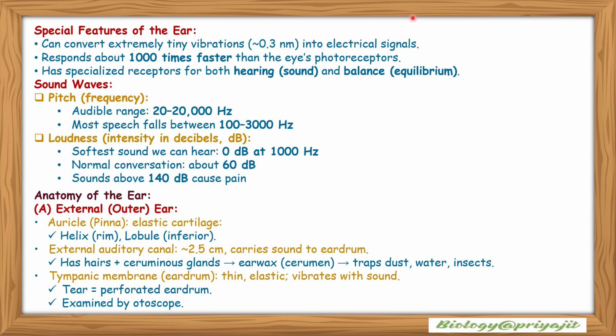At the end of the canal lies the tympanic membrane or eardrum, a thin elastic structure that vibrates with sound waves. If it is torn, it is called a perforated eardrum, and it can be examined using an otoscope.